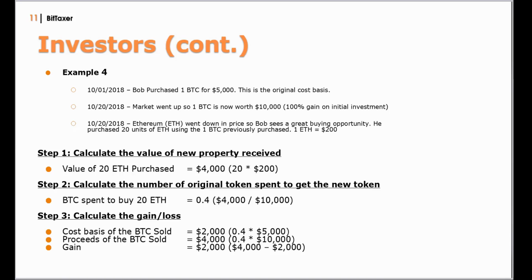Step 3 is calculating the capital gains and losses. The cost basis of the Bitcoin sold is $2,000. It's 0.4 multiplied by 5,000. Remember that 5,000 comes from October 1st. The proceeds of the Bitcoin sold is $4,000. You sold 0.4, and when you sold that 0.4 on October 20th, one Bitcoin was valued at $10,000. Then the gain is $2,000, 4,000 minus 2,000. It's a really simple calculation. It's not rocket science, but in the real world, the situation is much harder than it appears here. Let's go to the next slide.